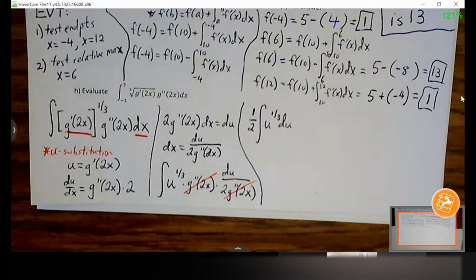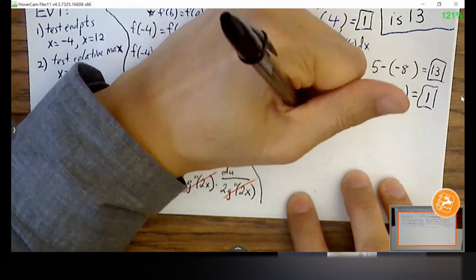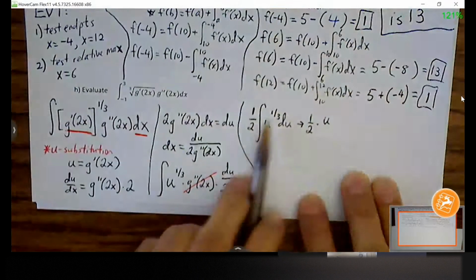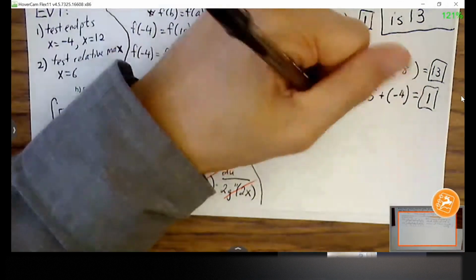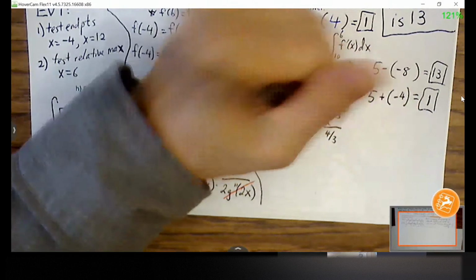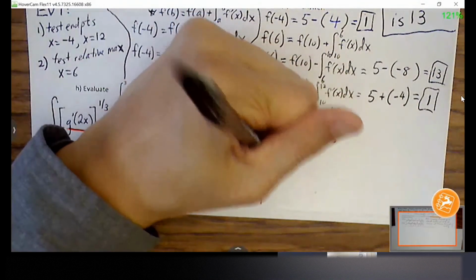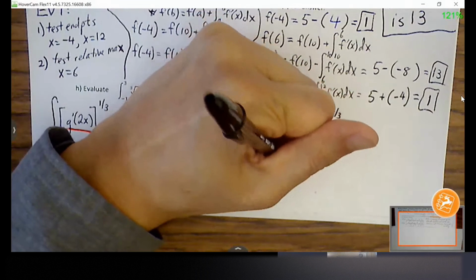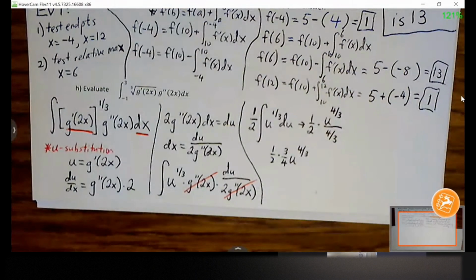Okay, so power rule, we add 1 to the exponent, divide by that exponent. Okay, what's my new exponent after I add 1 to this? 4/3. And we divide by that same 4/3. Do a little bit of cleanup here. That becomes 3/8.